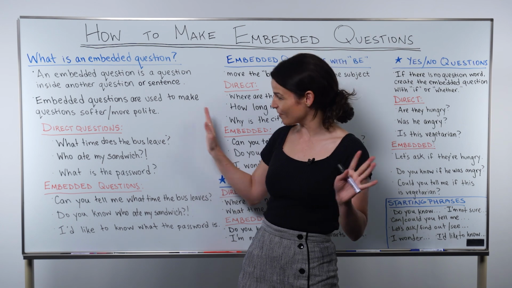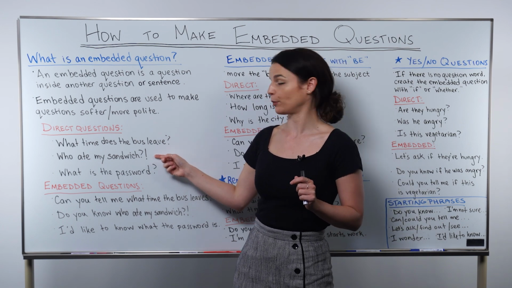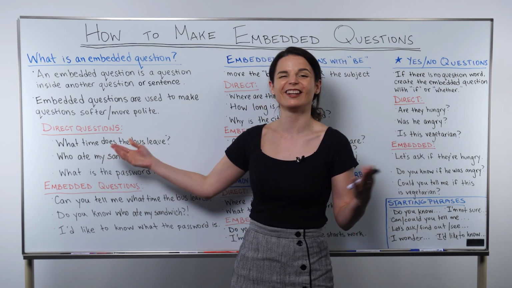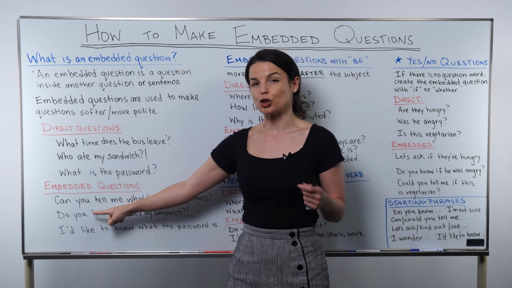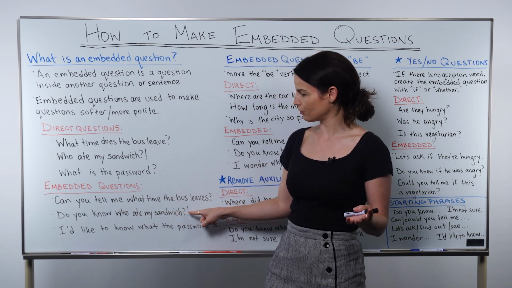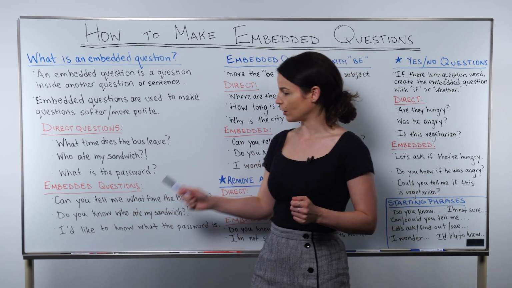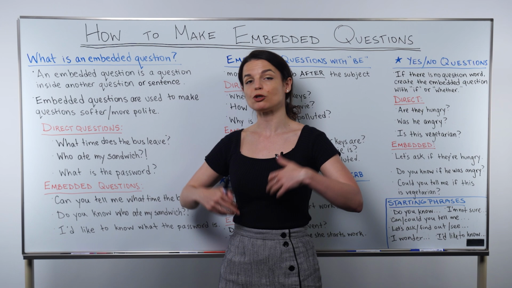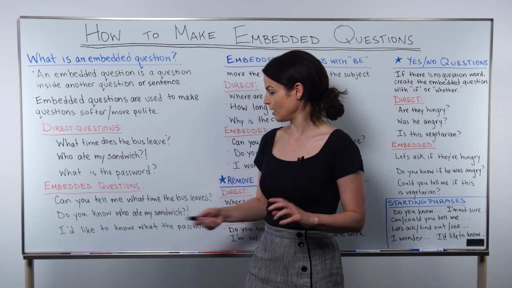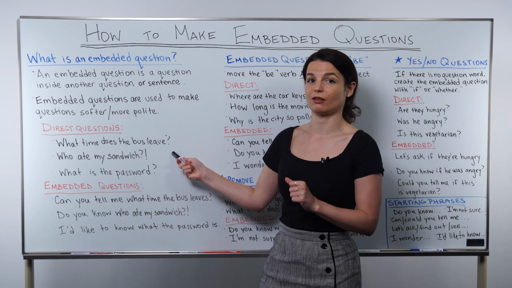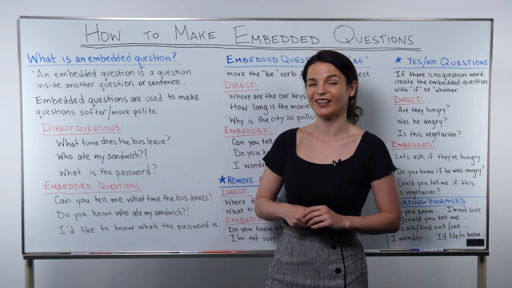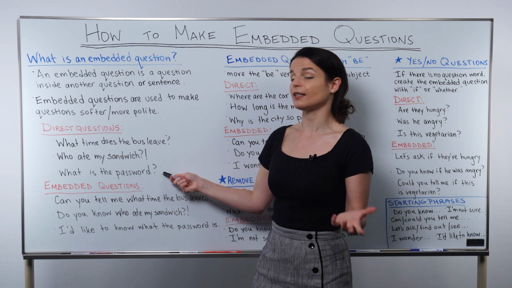Let's look for the time being at the second example though. Who ate my sandwich in this direct form? And in the embedded form, do you know who ate my sandwich? So here we have do you know to introduce the embedded question. And in this case, we have who ate my sandwich. No change. There's a reason for this as well. We'll talk about it later.